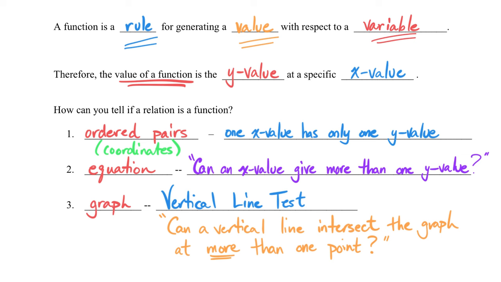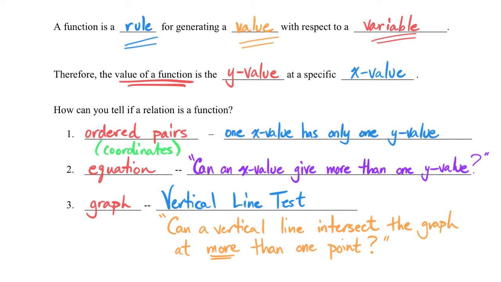So since our equation is a rule for generating a value given a variable, the value of the function is the Y value. It's the output. I get to pick my X value. I plug it in, or the circumstances pick my X value. We plug it in. But the rule generates the output. So my output is always the value of the function.